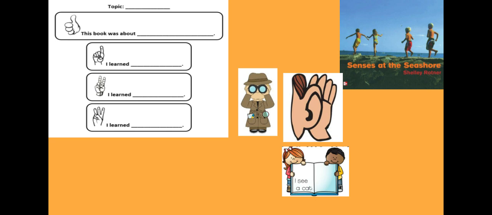We've been using this little diagram to help us. When we put out our thumb, we say this book was about, and then we can share 3 key details by saying, I learned, I learned, I learned. Good readers use their watching eyes to look at the pictures, their listening ears to listen to the words, and their thinking brain to identify the key details or things they learned.